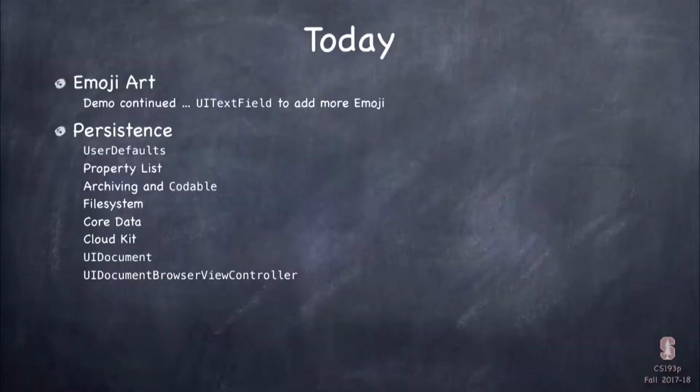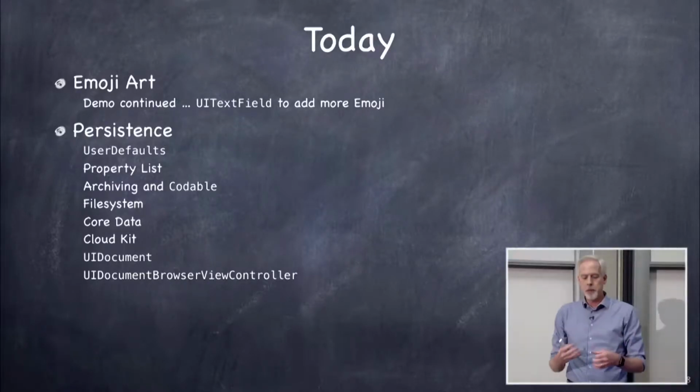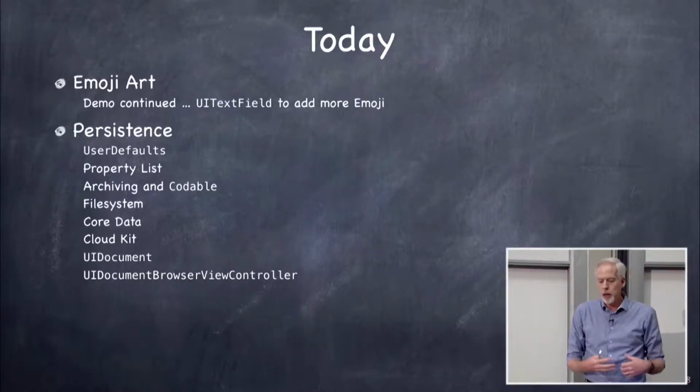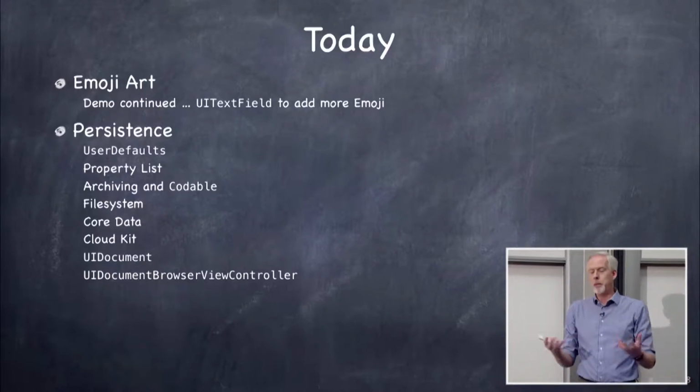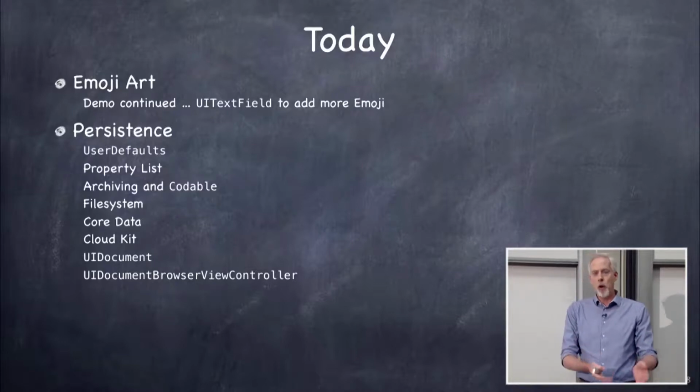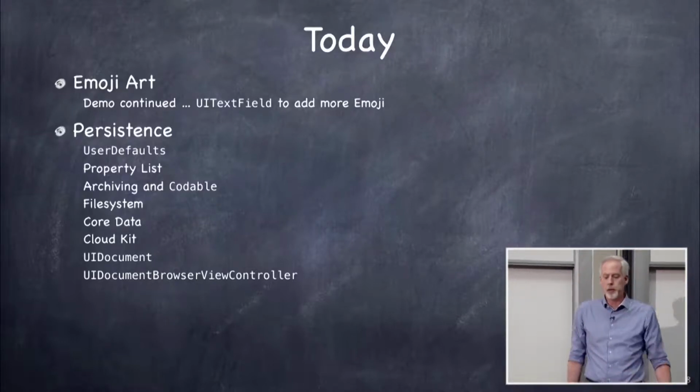Let's get to our main topic today, which is persistence. By persistence, I mean making things stick around, right? The user inputs some stuff, they create an emoji art document or something like that, and you, of course, want those things to stay around. You don't want them to disappear every time you run the app, which is the case in your homework and the case of emoji art right now, which is kind of useless.